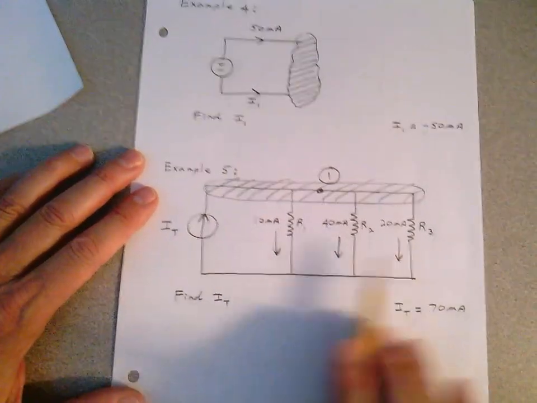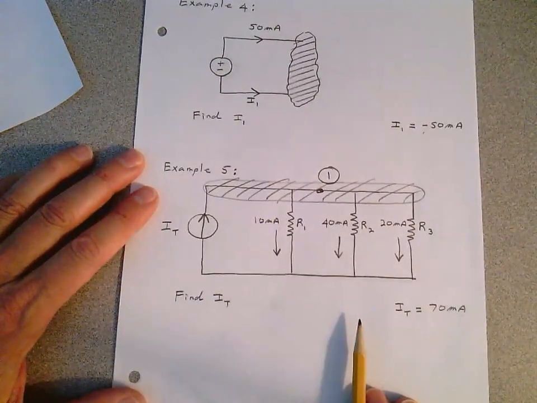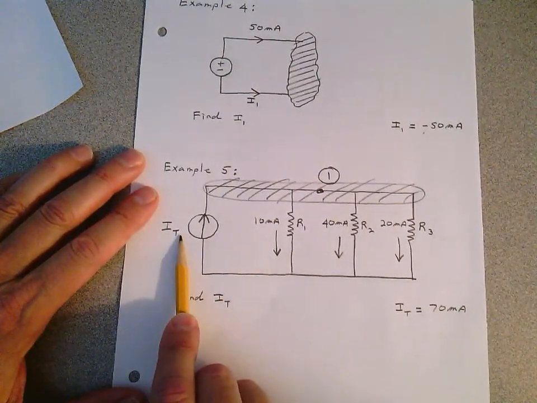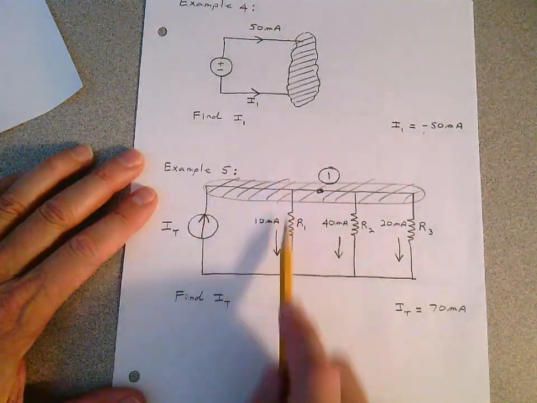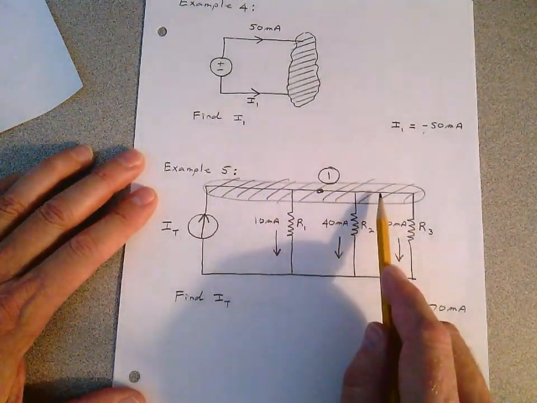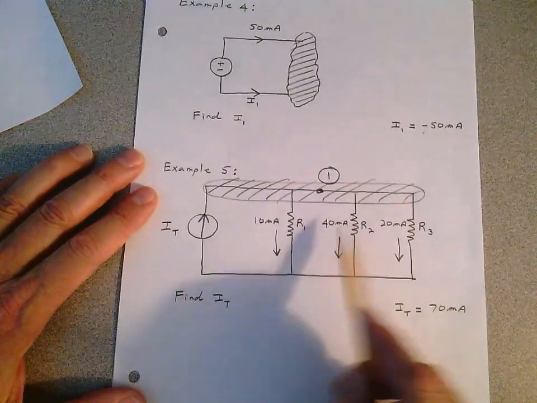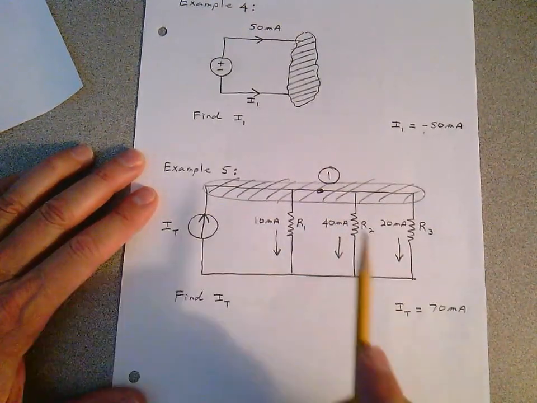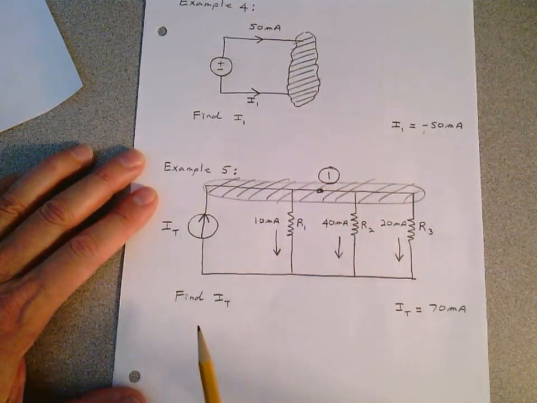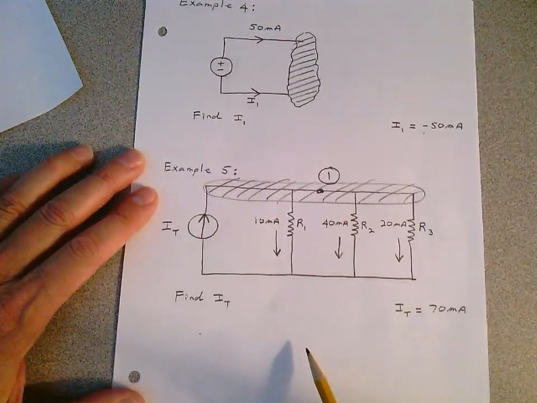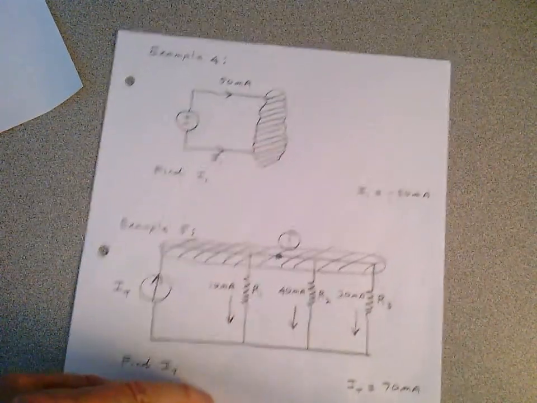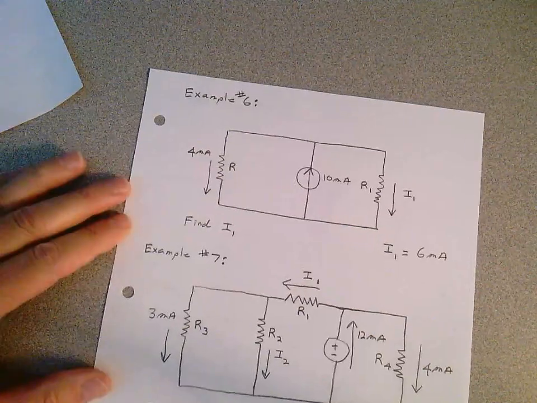Now, most of you could go ahead and do this in your head. You could say, well, wait a minute, what's IT have to be? Well, IT has to be equal to 10 milliamps plus 40 milliamps plus 20 milliamps. It has to be 70 milliamps. Even though you can do it in your head, I want you to write the equation in terms of IT. That's the building block here. How about example 6?